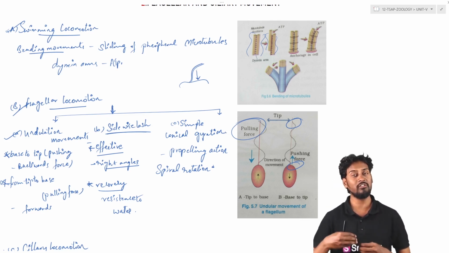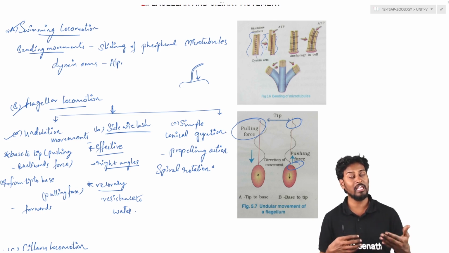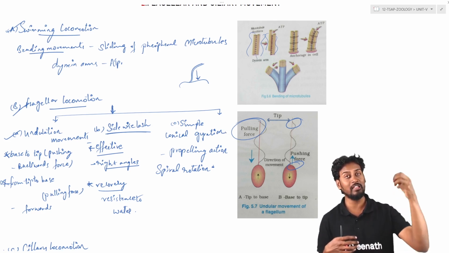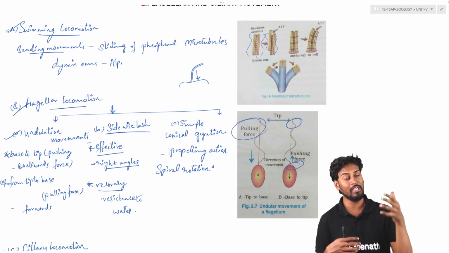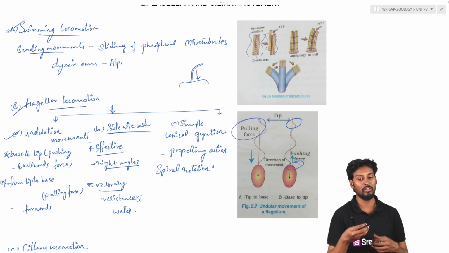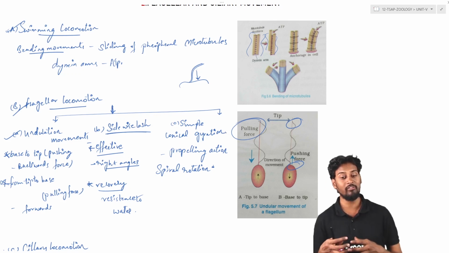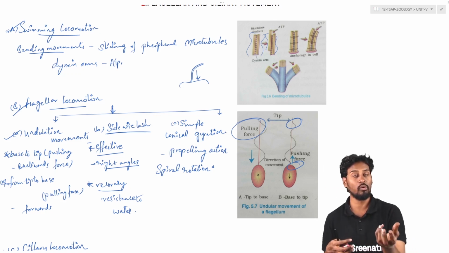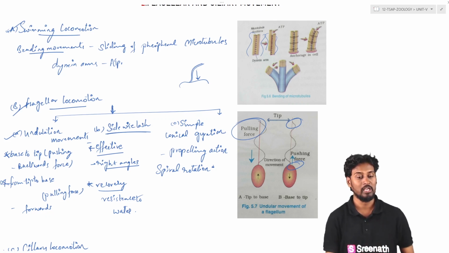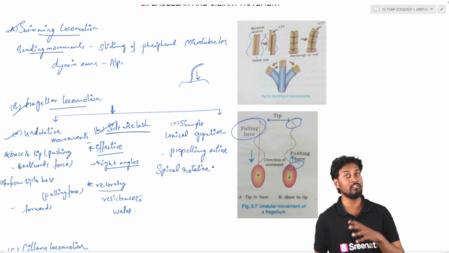In case of pushing, we can see the movement is from the base to the tip, and it is generally creating some backward force, whereas in case of pulling force we can see generally the movement is from the tip to the base of the flagella. This is generally because of the pulling force, where we can see the organism is moving towards the forward direction. So the next one is about the sideways lashing movement.